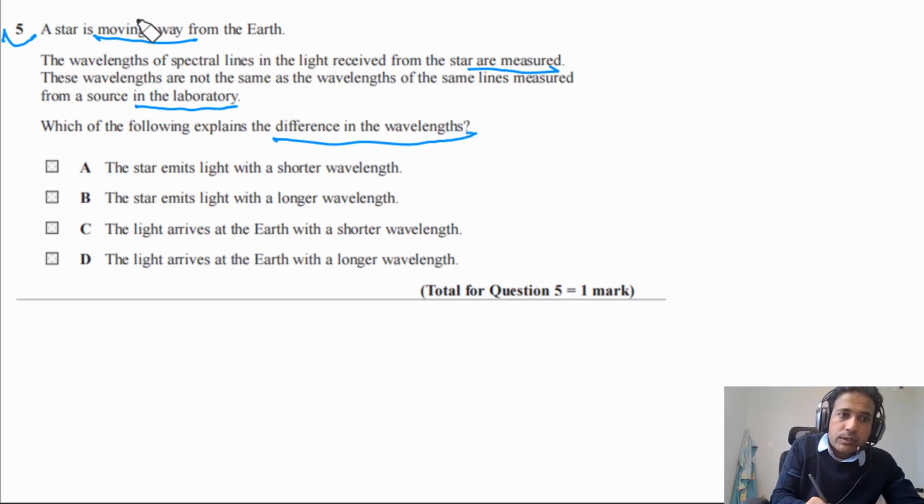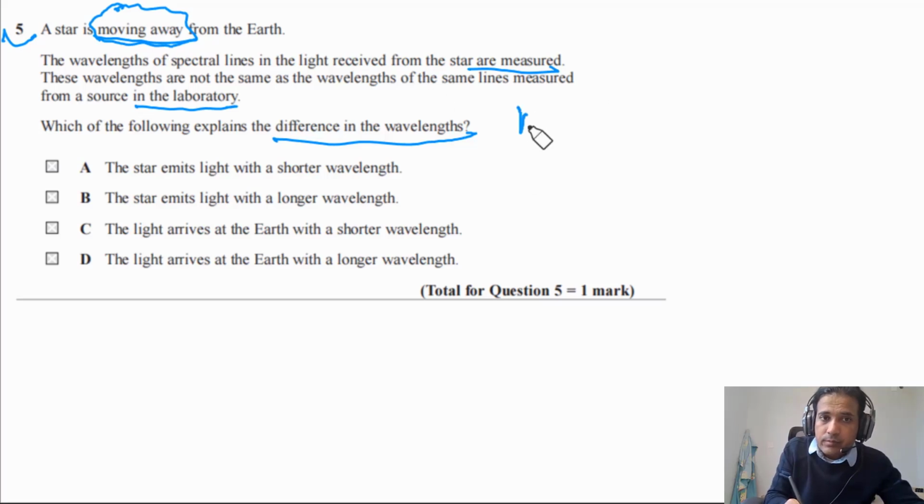So first thing you need to understand, in this case it is given to us that the star is moving away. If the star is moving away, it means that it is redshifted.